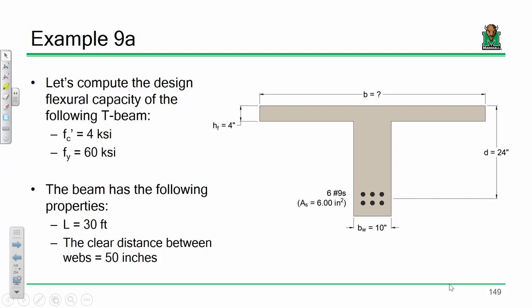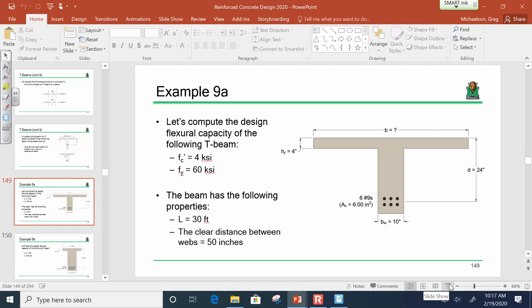Now, this floor system is 30 foot long, and the clear distance between the webs is 50 inches. That's going to become important later. The main reason I'm giving you this information is because I want to draw out what this floor system looks like so that you can get a visual interpretation of what we're looking at. So bear with my three-dimensional art abilities.